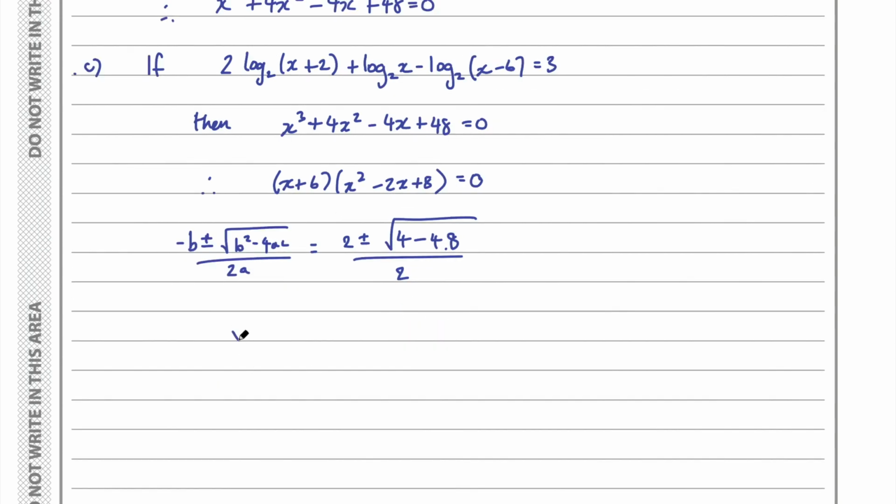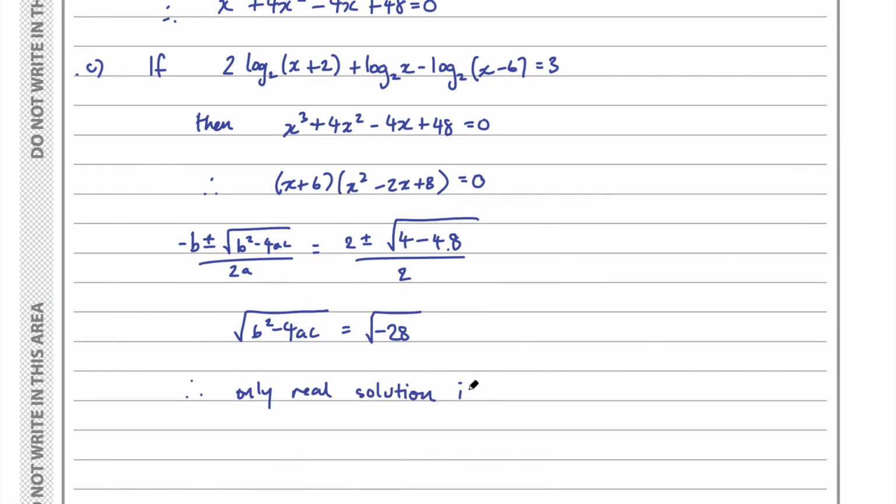So we could say that the square root of b squared take 4ac equals 4 take 32, which is negative 28. So this is the square root of negative 28. That means we don't have any real solutions for this quadratic. So these are going to be complex numbers. So the only real solution is x equal to negative 6.